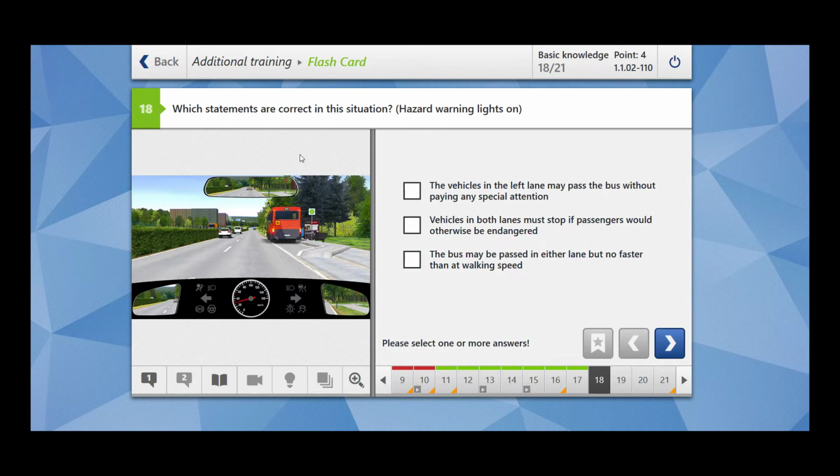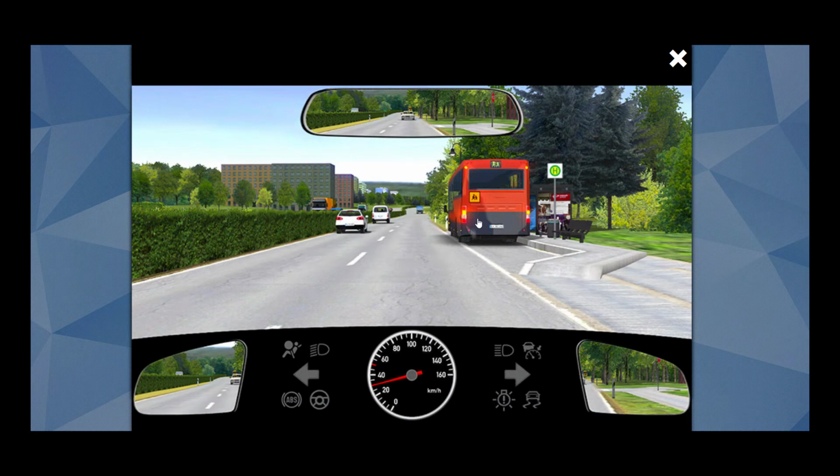All the options are correct. Which statements are correct in this situation? Hazard warning lights on. So what we see here, the bus is stopping at the bus stop, and the warning lights are on.